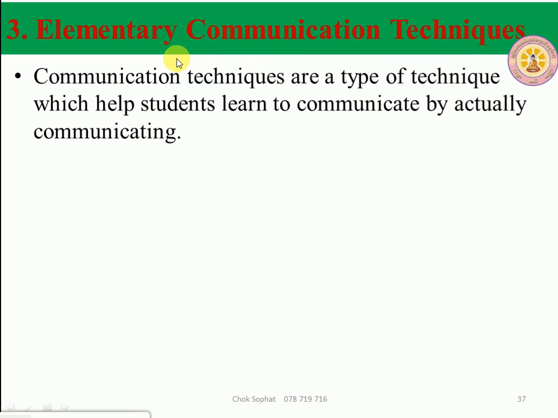Three, elementary communication techniques. Okay, the communication techniques are a type of techniques which help students learn to communicate by actually communicating.